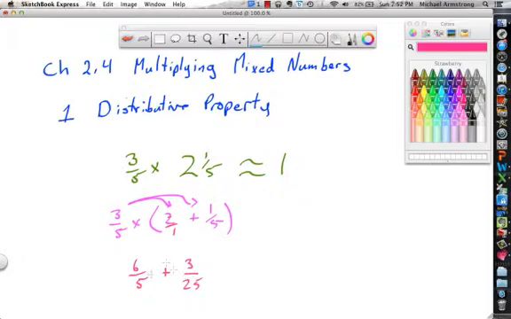Now, the big problem with using the distributive property on this one is that you can't add because you don't have a common denominator, so you're going to have to rewrite this. This is going to be times 5 so that we get 25 here. 6 times 5 is 30, so 30/25ths. Plus 3/25ths. So that's going to end up being 33/25ths. And this works just fine.